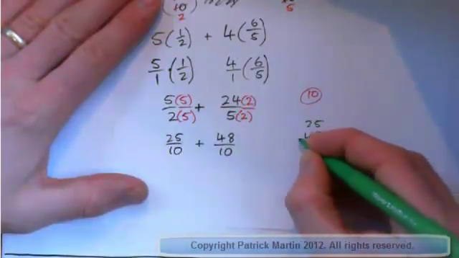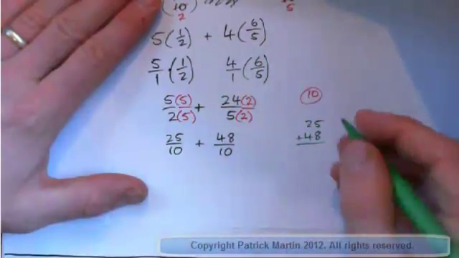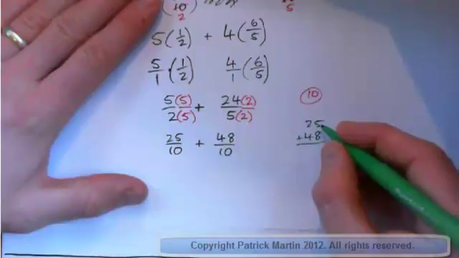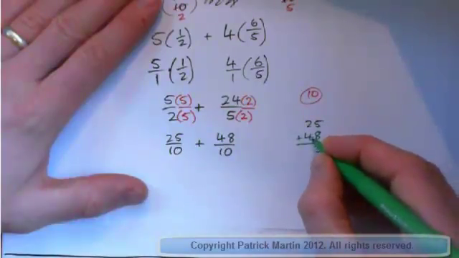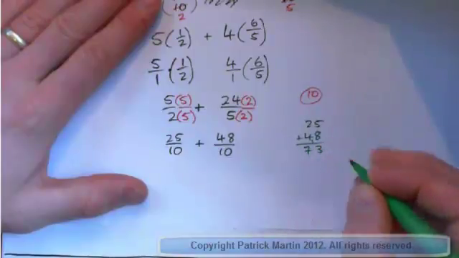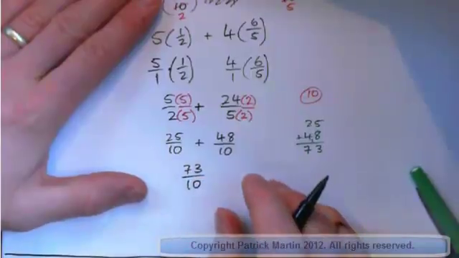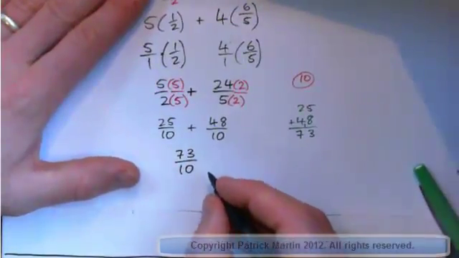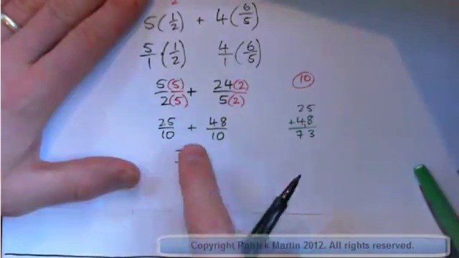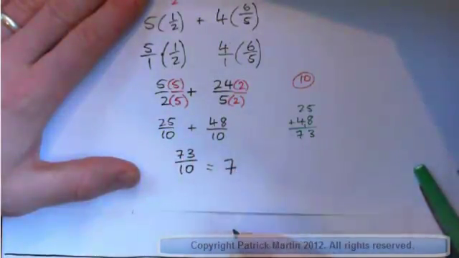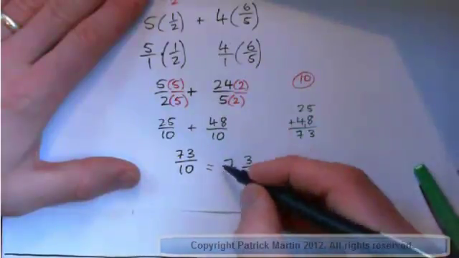And add those together. 25 and 48. Take my time. No point making a mistake. We did lots of work. If you make a mistake along here, you get the whole thing wrong. Why would you do that? Just take your time. 5 and 8 is 13. Put 3 down, carry the 1. 1 and 4 is 5. 5 and 2 is 7. And 73 over 10 is what I get. And what's that as a mixed number? 10 into 73 goes 7 times, remainder 3. 7 and 3/10, right?